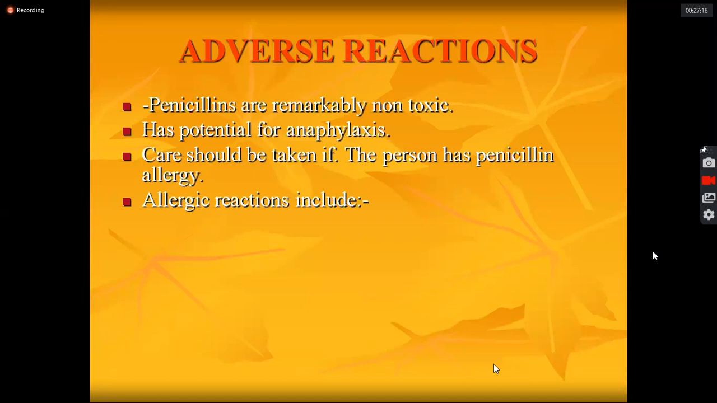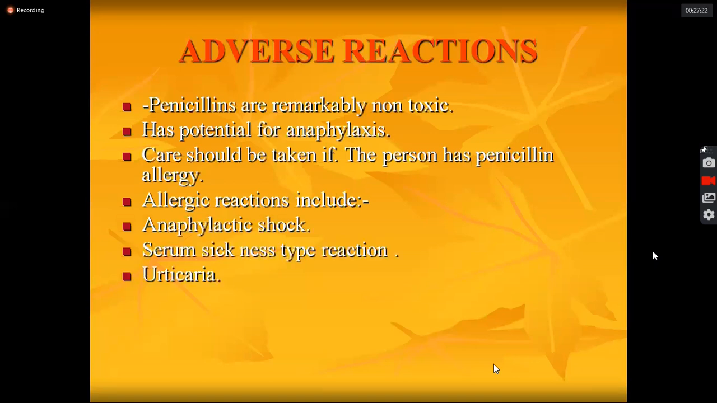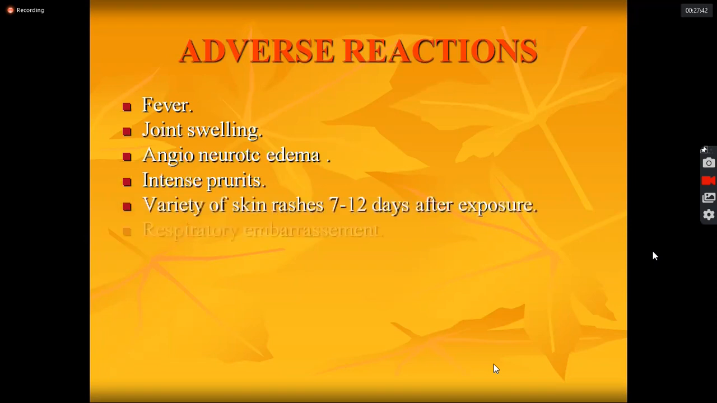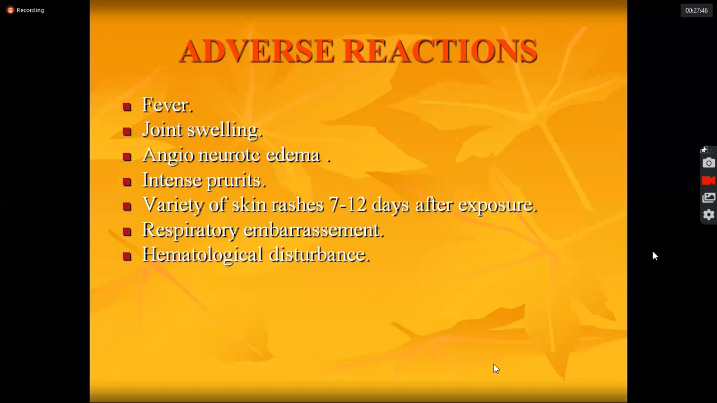Other allergic reactions are nausea, vomiting, diarrhea, allergic reaction, fever. First of all, write at the top anaphylactic shock and that a test dose should be given. Then you can add the other adverse reactions like nausea, vomiting, diarrhea, which occur with all antibiotics, fever, rashes, serum sickness, urticaria, other rashes, joint swelling, arthralgia, angioneurotic edema, intense pruritus, and various skin rashes can occur 7 to 12 days after exposure.